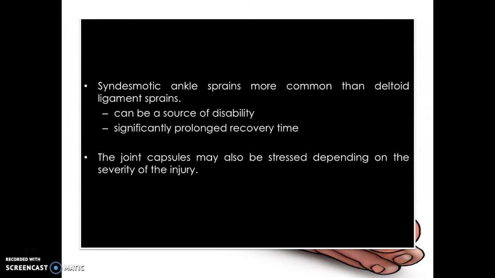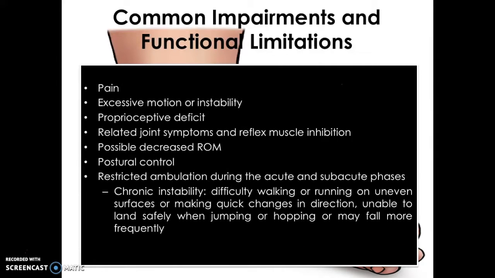Syndesmotic ankle sprains, or high ankle sprains, are considered more common than deltoid ligament sprains. They can be a source of disability, for example in a competitive athlete, and they can also cause significantly prolonged recovery time in contrast to isolated inversion ankle sprains. In ankle sprains, the joint capsules may also be stressed depending on the severity of the injury.